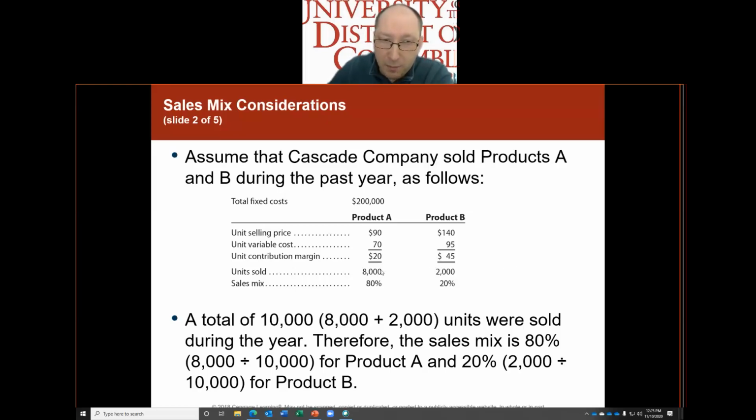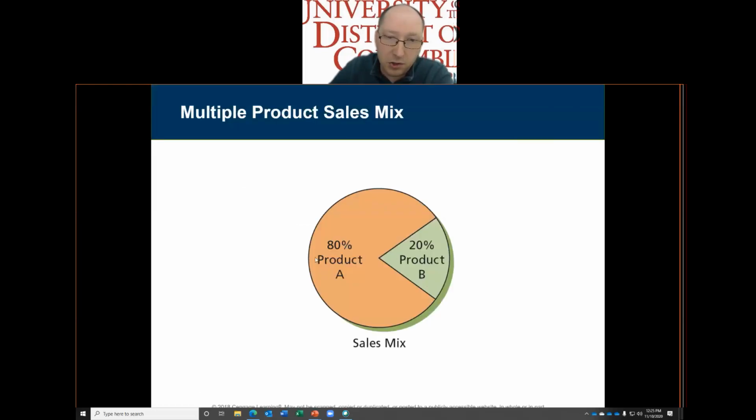8,000 units divided by a total of 10,000 units is 80%. 2,000 divided by 10,000 is 20%. That's how I got my sales mix percentages. Here's how it looks graphically. I sold 80% product A, 20% product B. Remember, it should always equal 100%.